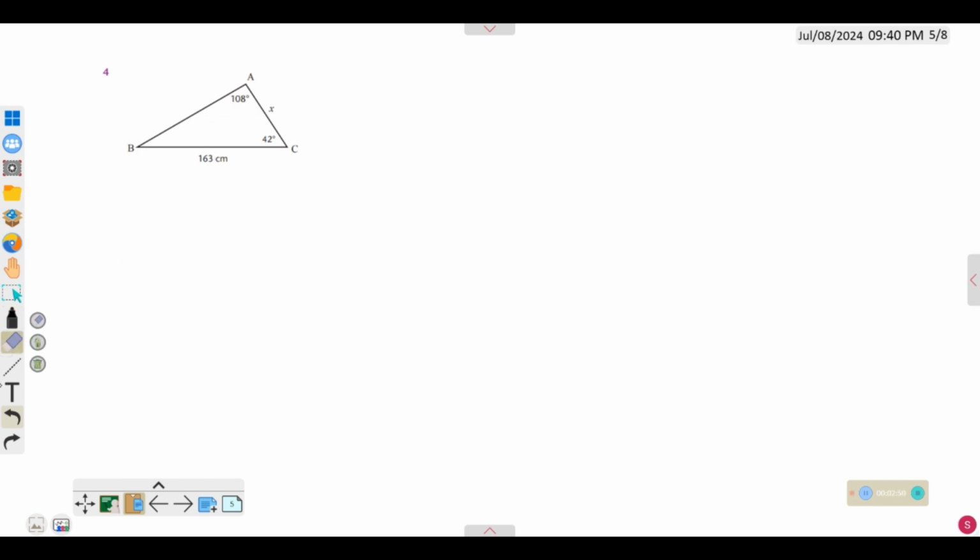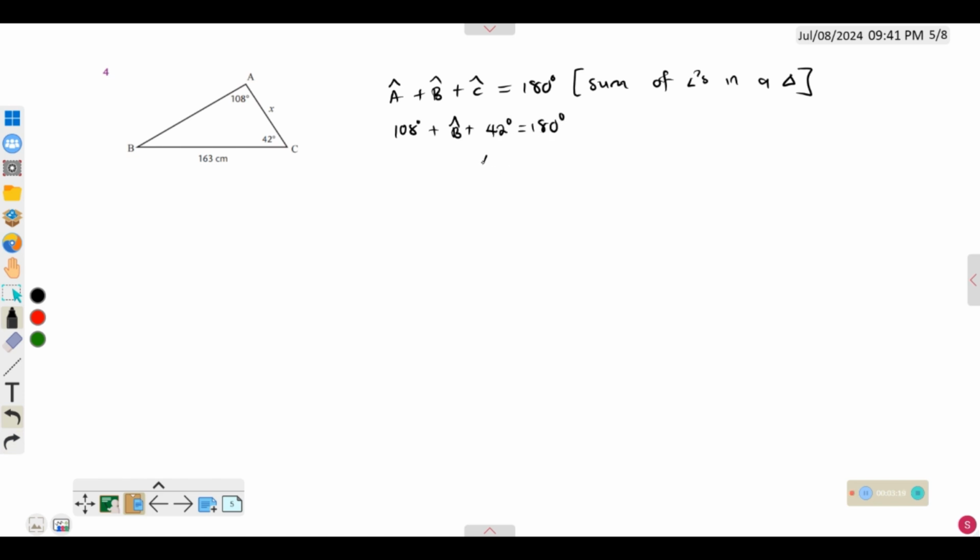When we say angle A plus angle B plus angle C, it should give us 180 degrees. This is the sum of interior angles in a triangle. So our A is 108 degrees plus our angle B, which is unknown, plus angle C, which is 42 degrees, is equal to 180 degrees. Hence angle B is equal to 30 degrees. So now we have 30 degrees here.